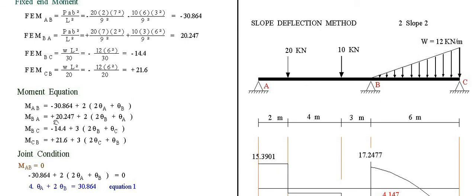For AB and BA, the stiffness factor is 2. So the fixed end moment AB is 30.864 plus 2 times 2 theta A plus theta B. The order of the subscript is A, then B. For BA, the fixed end moment is 20.247 plus the stiffness factor of 2 times 2 theta B plus theta A. The order is B, then A.